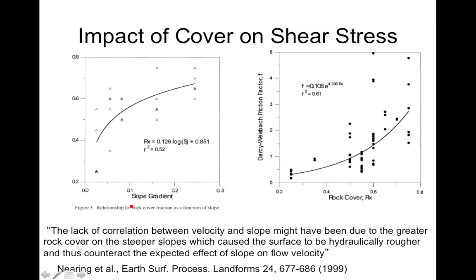Nearing is another guy who does lots of erosion studies, and he looked at friction factors as a function of rock fragment cover, and he found this friction factor, this Darcy-Weisbach friction factor, is a little bit like the Manning's n that we described in the earlier lectures. So it describes how rough the surface is and how resistant it is to increases in the overland flow velocity. Low rock fragment cover, you have a low friction factor. With high rock fragment cover, you have high friction. Makes sense, right? So that's another mechanism for controlling erosion.